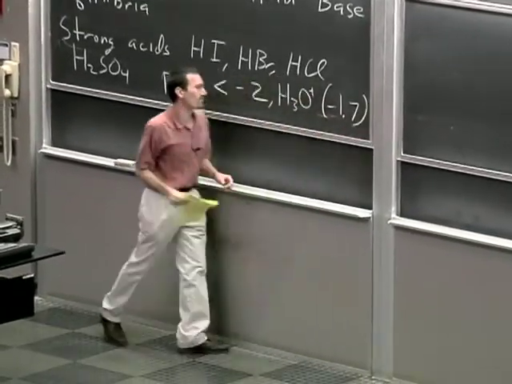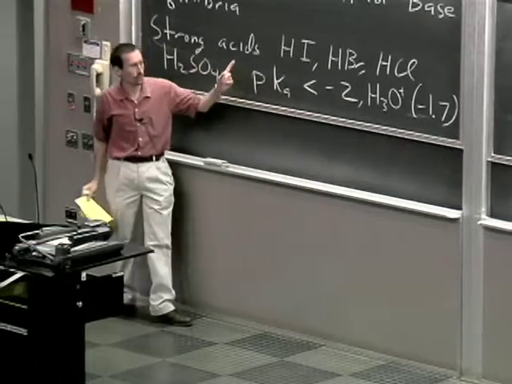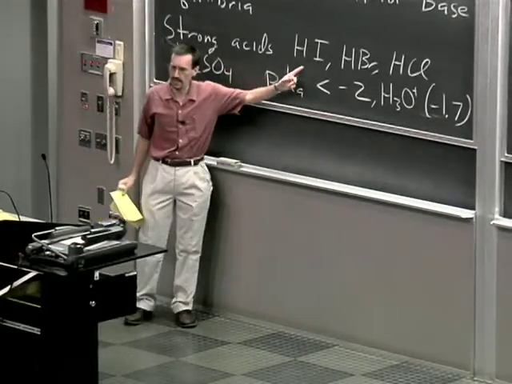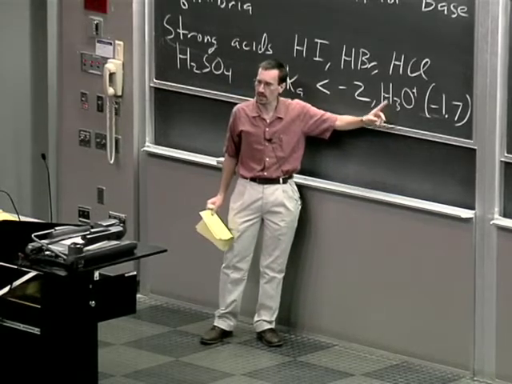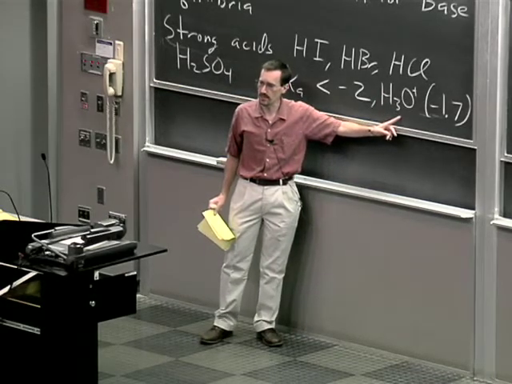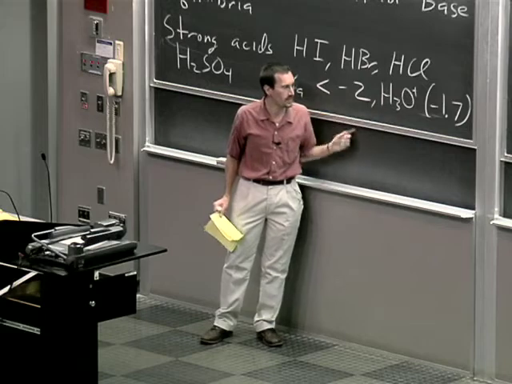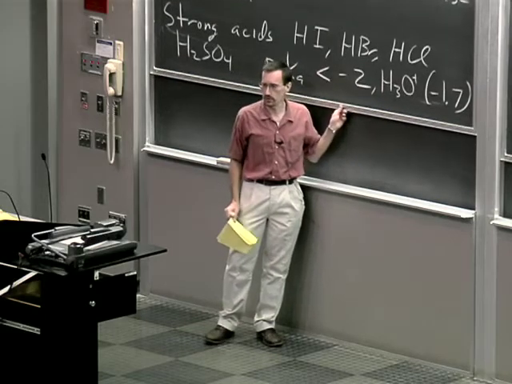This is what's often referred to as the leveling effect. When you dissolve a very strong acid in a solvent where the protonated version has a larger pKa, it fully dissociates.